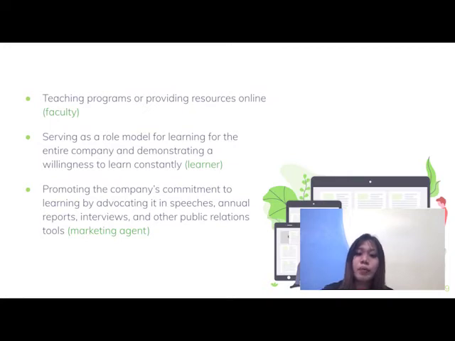Lastly, promoting the company's commitment to learning by advocating it in speeches, annual reports, interviews, and other public relations tools: marketing agent. The promotion of the company's commitment. This is the promotion of the company's commitment through means that can reach the public. It is done by the CEO or the top management in the company.